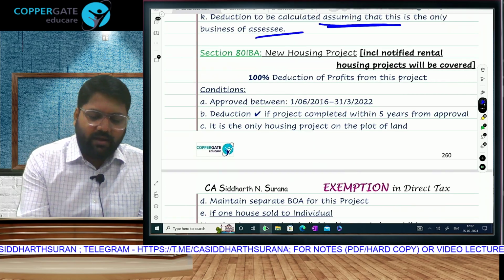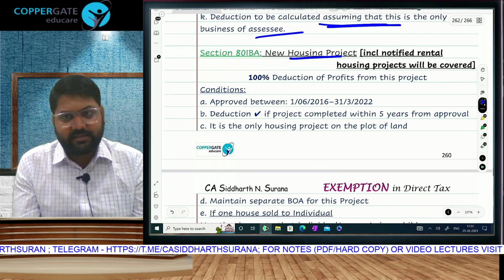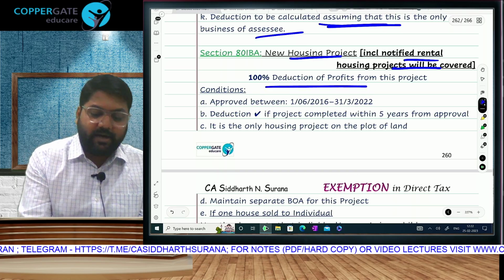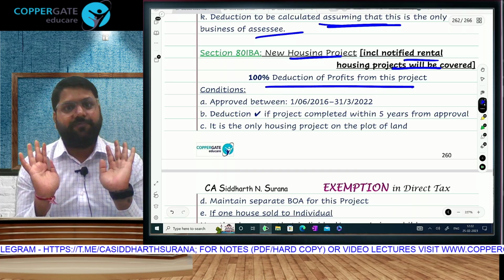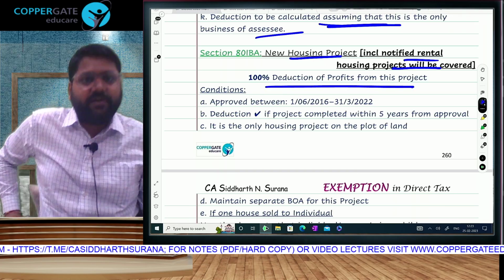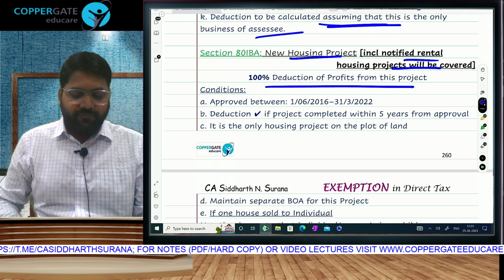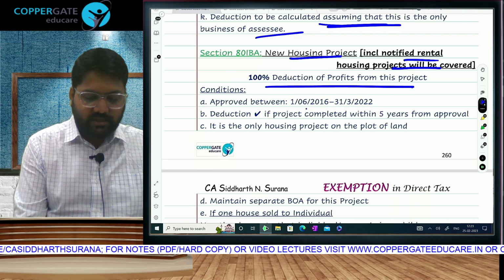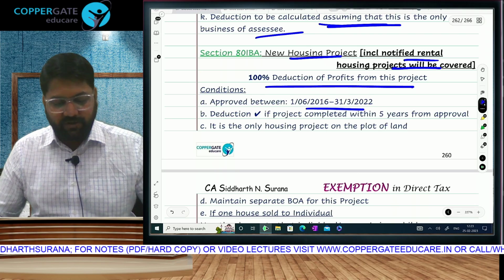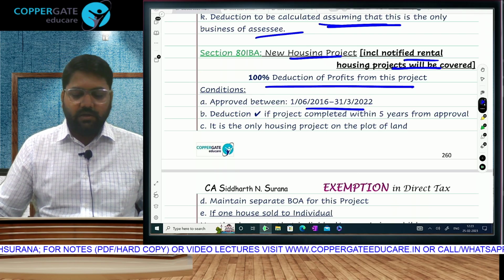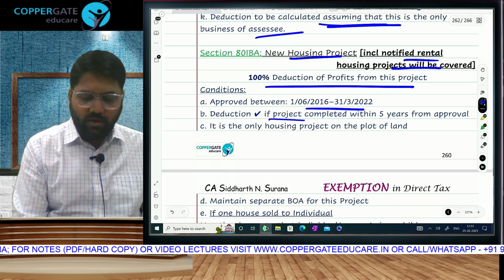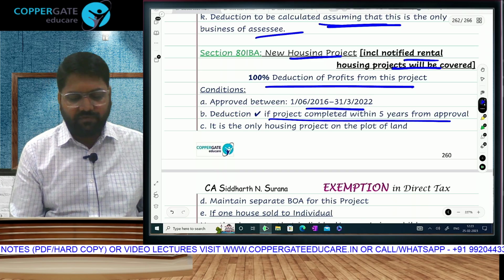80 IBA, for housing projects, developers will get a deduction, including for rental housing projects. 100% of profits from this project which is fulfilling the conditions. What are the conditions? The project should be approved between this period, 1st June 2016 and 31st March 2022. Extension not given. The project should be completed within 5 years of approval.